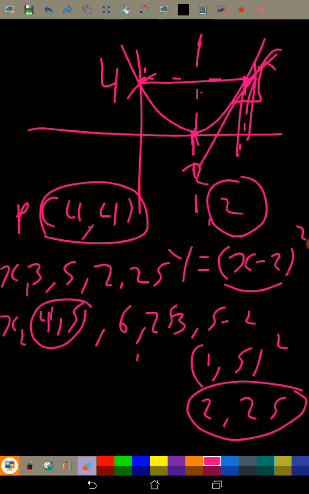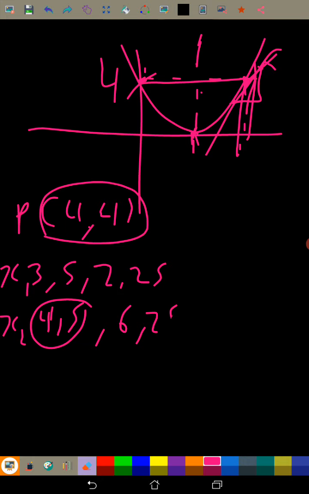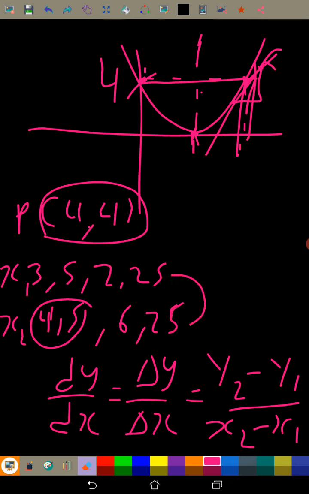I'm going to erase what we don't need. Yes, all this we don't need. We're going to calculate the gradient. The gradient once again is dy by dx, or delta y divided by delta x, or y2 minus y1 divided by x2 minus x1. So that's what we know, and we're going to calculate it by taking this value minus this value divided by this value and this.